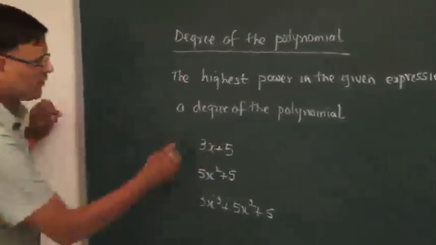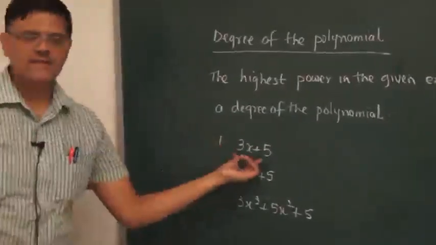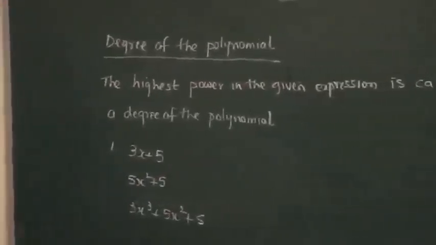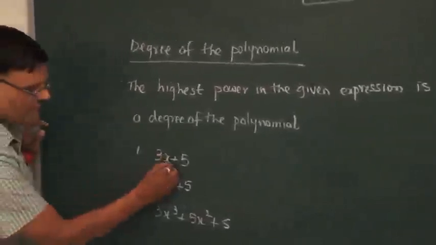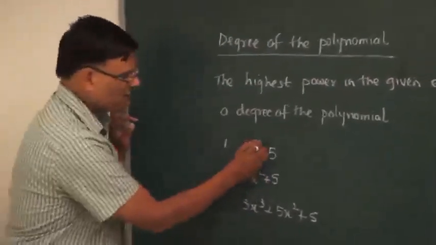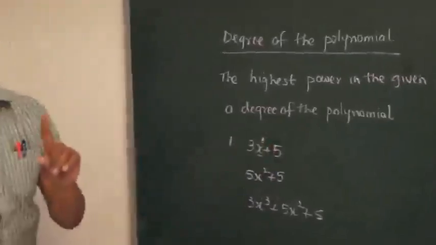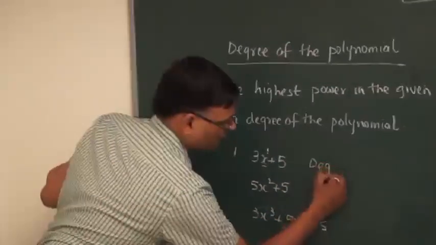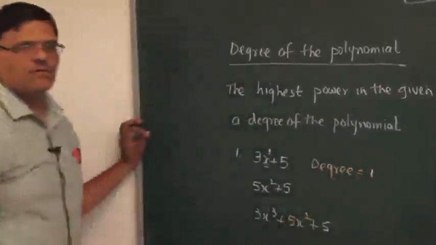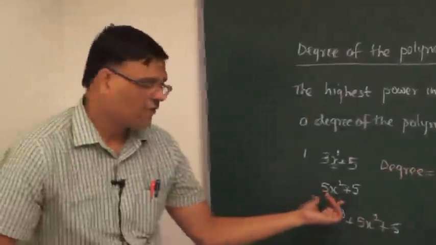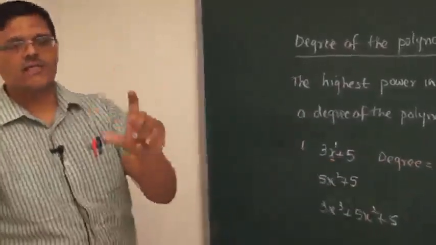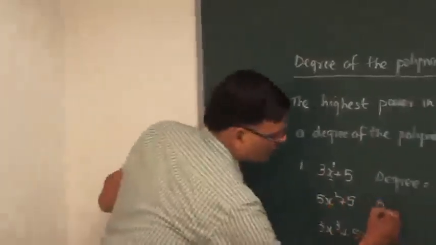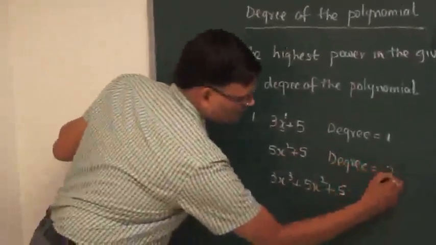First, let us talk about the first example here, 3x plus 5. In 3x plus 5, what is the degree? Here only one variable is there, x. Highest power is 1. Therefore, here degree is equal to 1. In the same way, 5x square plus 2. What is the highest degree? You see here, highest degree is 2. So therefore, here degree is equal to 2.